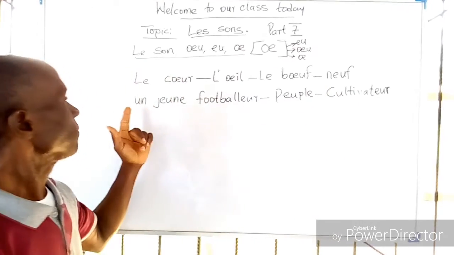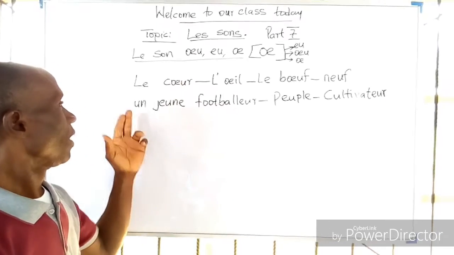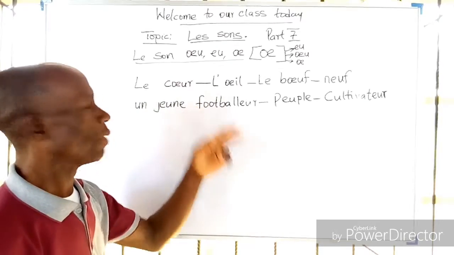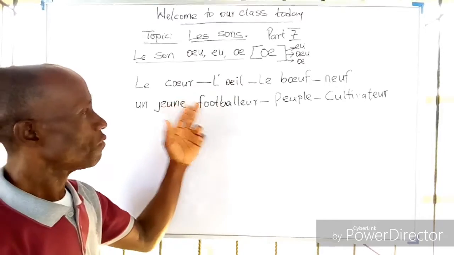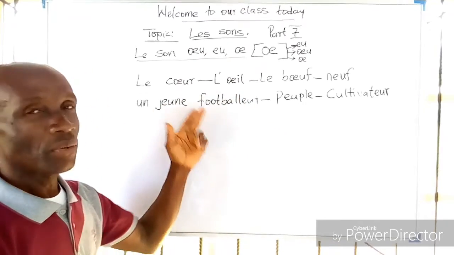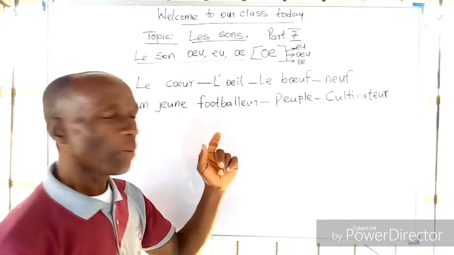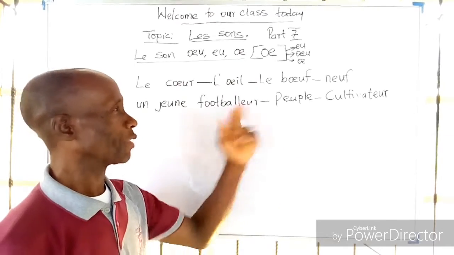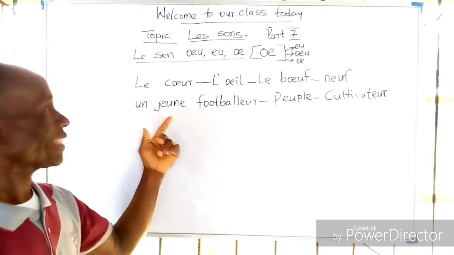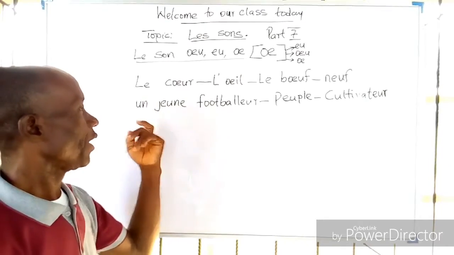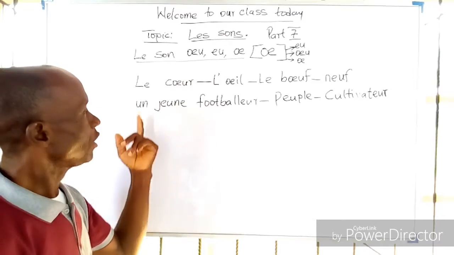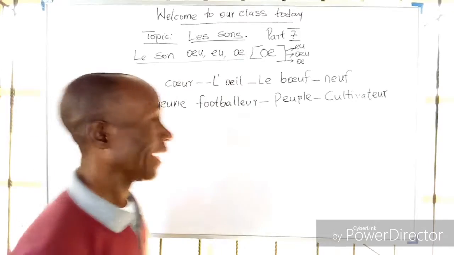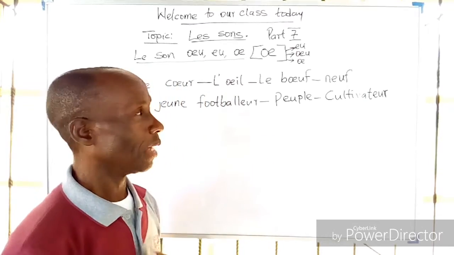Then this one says "un jeune footballeur". Un jeune footballeur. And this I say what? "Peuple". Peuple is talking about people. Remember this one says what? A young footballer. Un jeune footballeur, a young footballer, that is a male footballer, a young man.